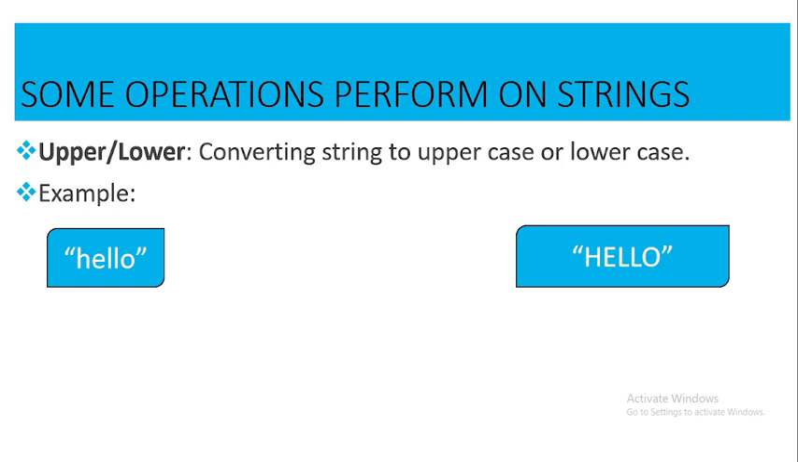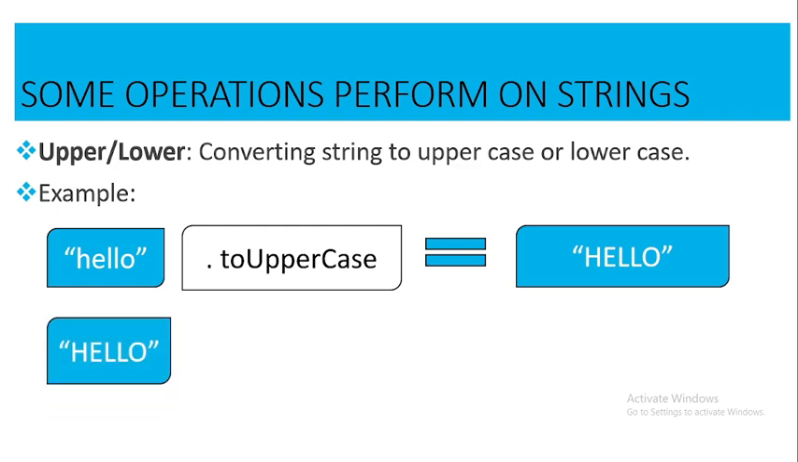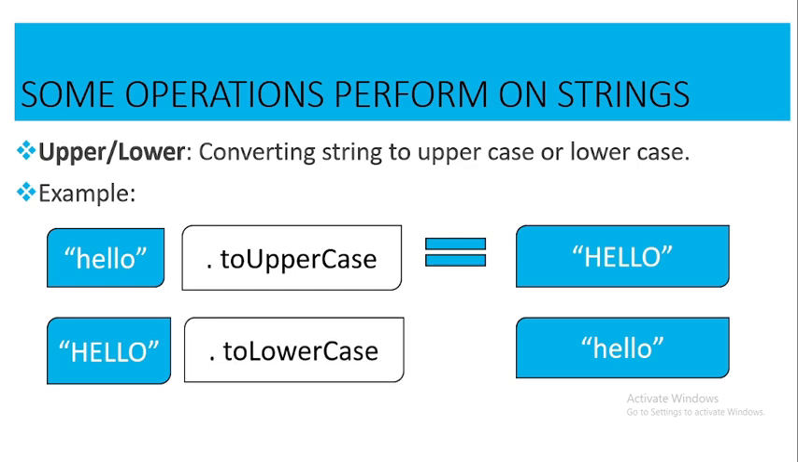So we have a special operation called dot toUpperCase, which will take the lowercase hello and convert it to uppercase HELLO. In the same way, if we declare an uppercase string and want to convert it to lowercase, we have an operation called dot toLowerCase that will pick the string in uppercase and convert it to lowercase.